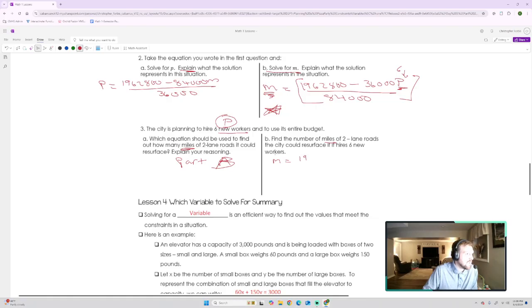So all I'm doing is, instead of P, I'm plugging in 6, plugging that exactly in the calculator, and I'm getting 20.8. All right, we did it.